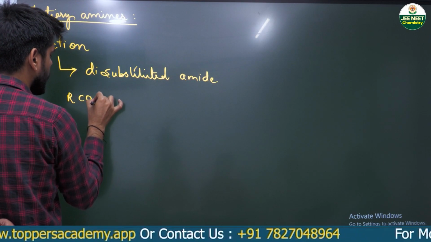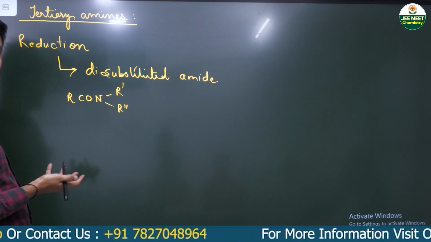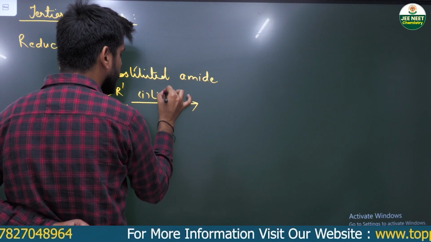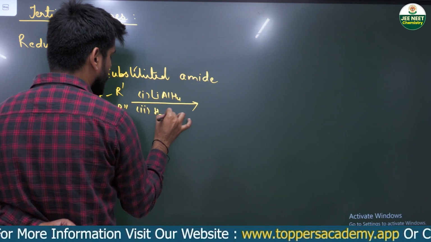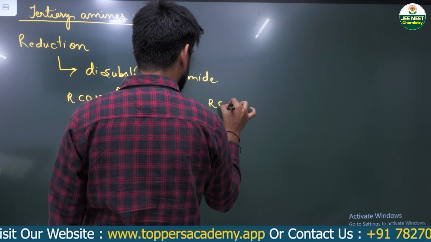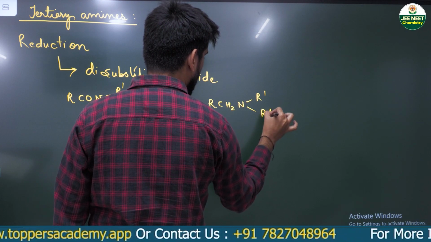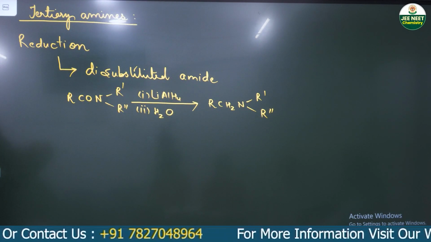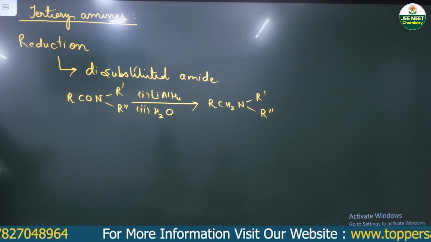Like RCONR'R''. Is that correct? Yes. So again, hydrolysis of it, reduction of this will give you RCH2NR'R''. We are getting 3 degree amines. Tell me if this point is clear. Yes, sir.